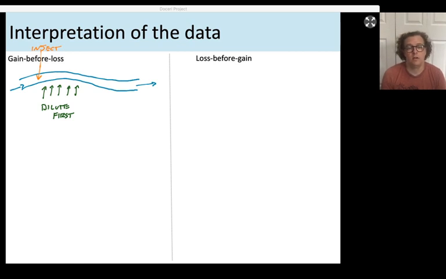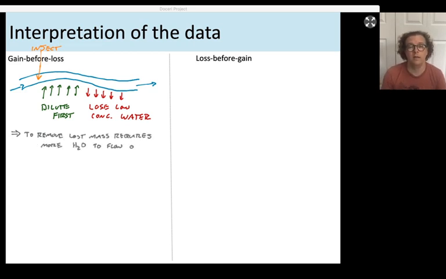So the first case we'll look at, the left-hand side of the screen, is gain before loss. In other words, we want to envision a system where we inject our tracer in orange. We first have dilution of that signal by all the gains, and then we have all of the losses. In other words, we dilute before we lose. So if you want to remove mass from the system, if you dilute it first, it takes more outflow to take that mass out of the stream.